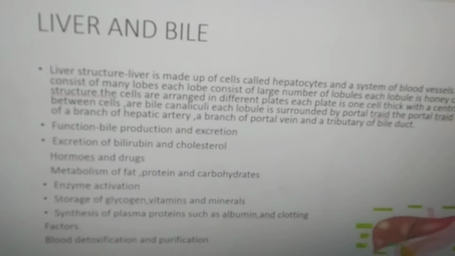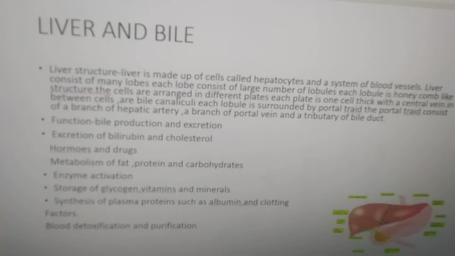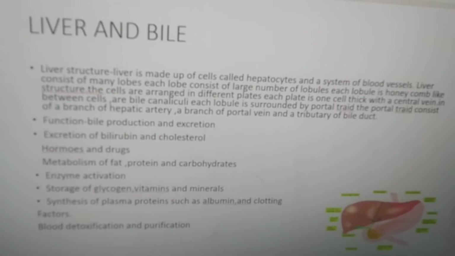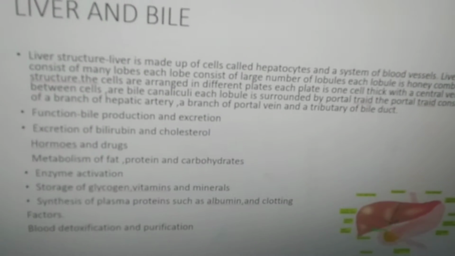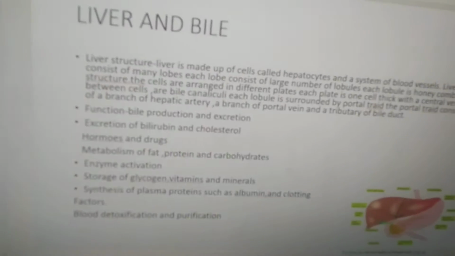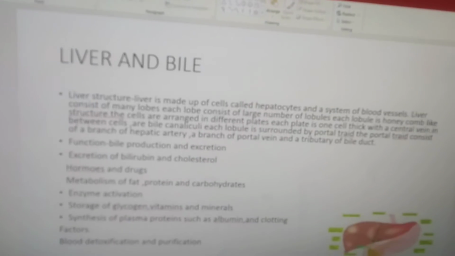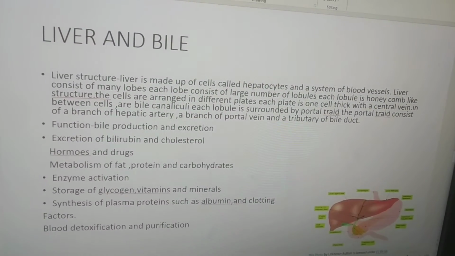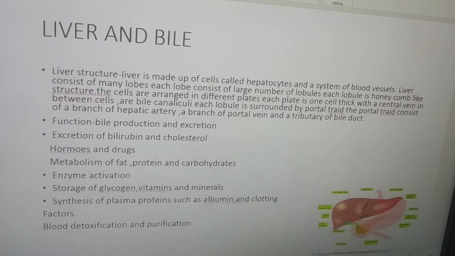Then first, liver structure. Liver is made up of cells called hepatocytes and a system of blood vessels. Liver consists of many lobes. Each lobe consists of a large number of lobules. Liver is a honeycomb-like structure.